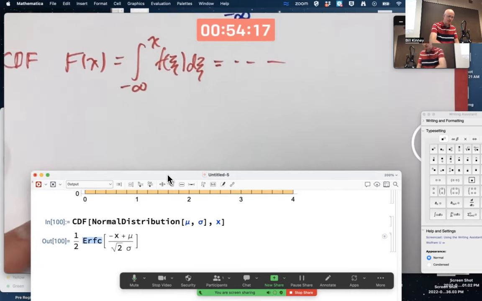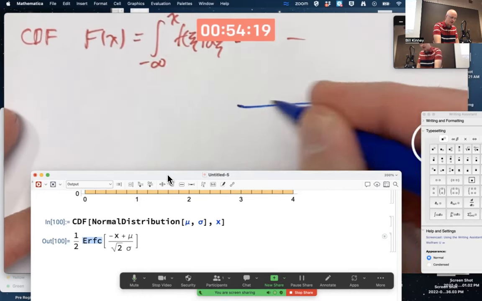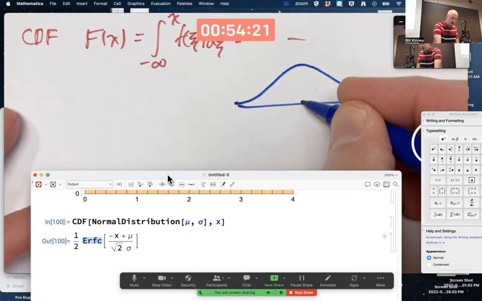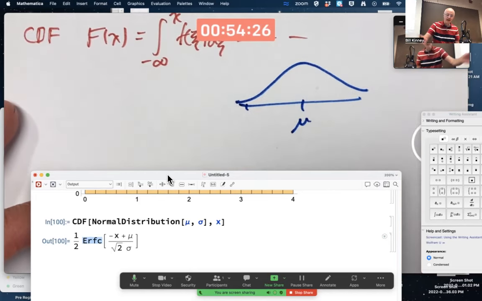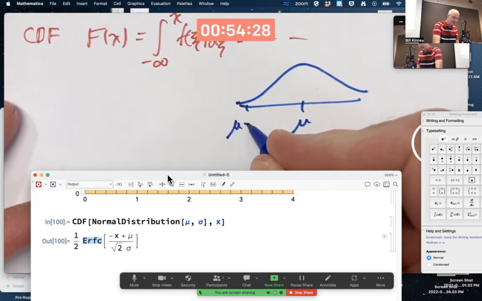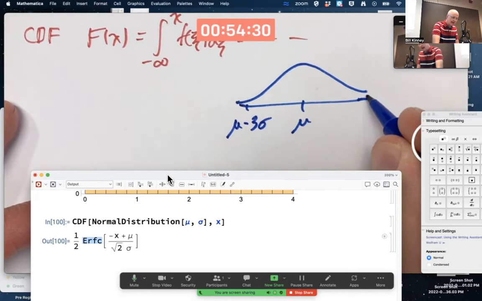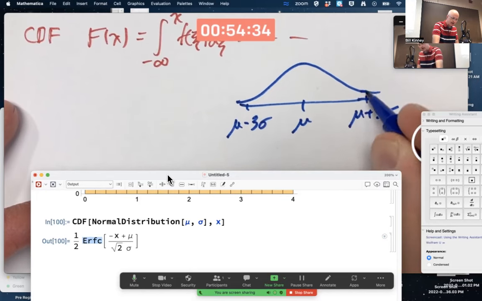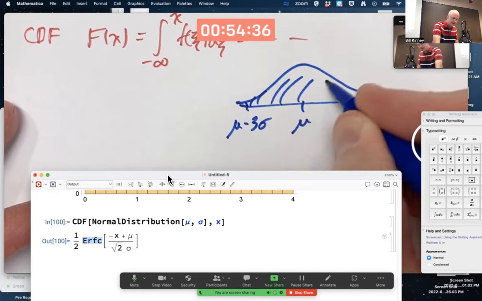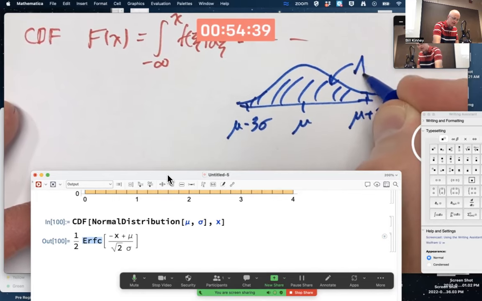under a normal curve. When you're far enough to the left, how far is far enough to the left? Well, the 68, 95, 99.7 rule says 99.7% of the area is within 3 standard deviations of the mean. This area is 99.7%.